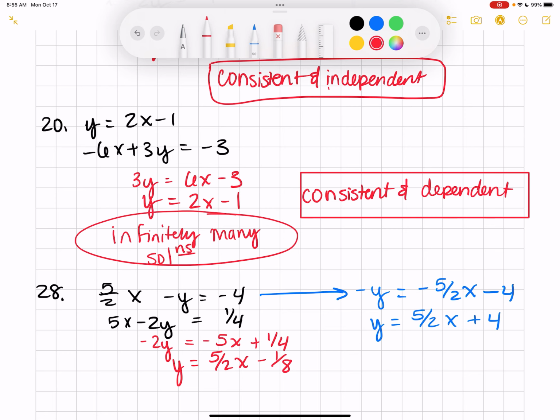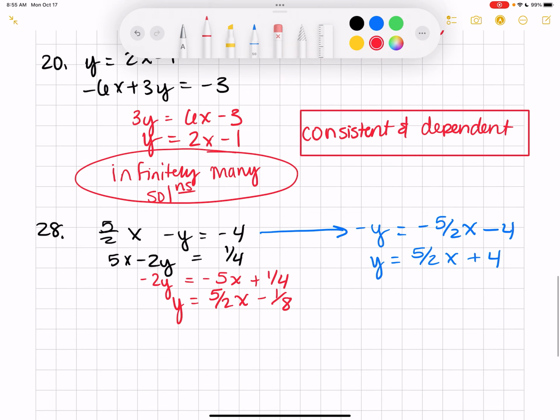What do we notice about these lines? They have the same slope, meaning they're what kind of lines? Parallel. They're parallel lines. Okay, so that means that there is no solution, because there's nowhere that they intersect, and so this would be inconsistent.